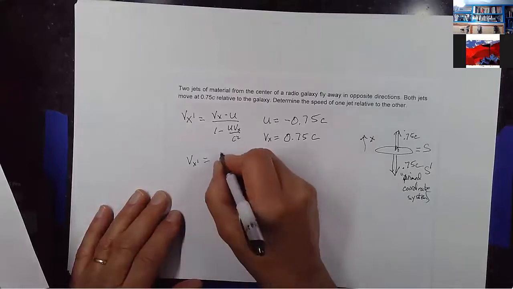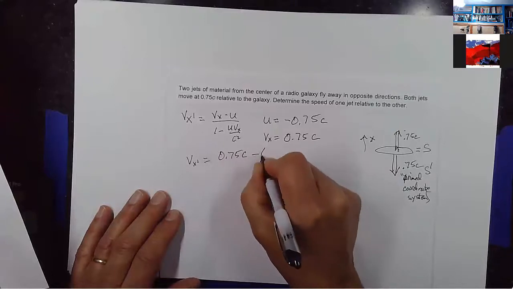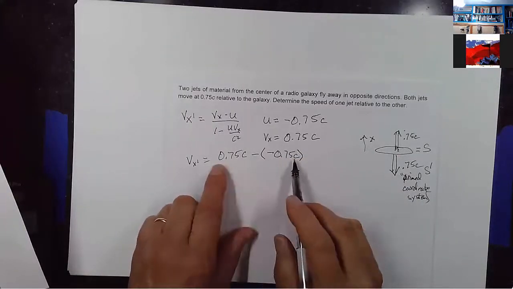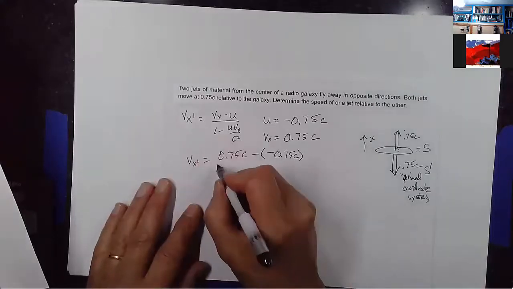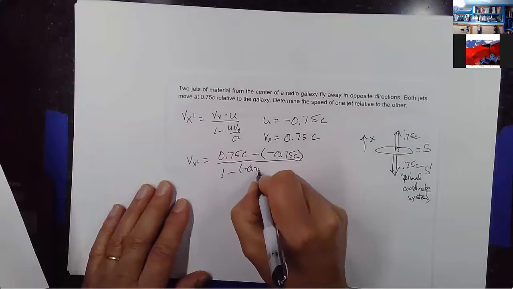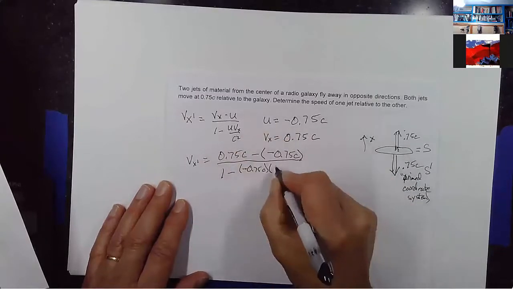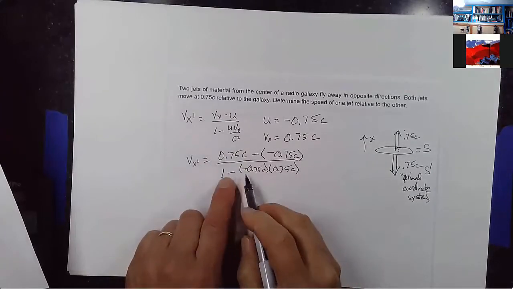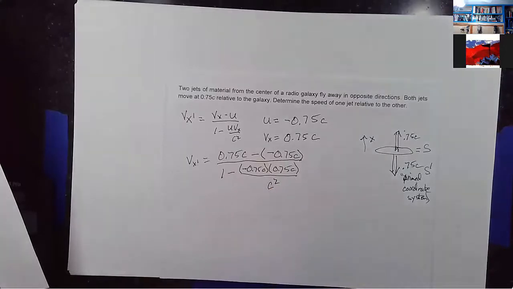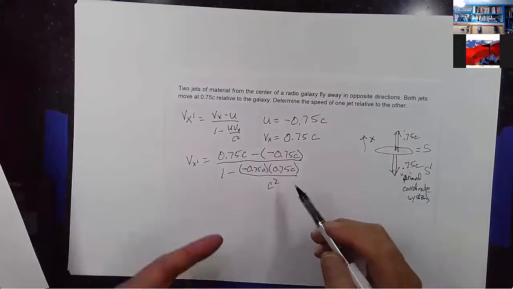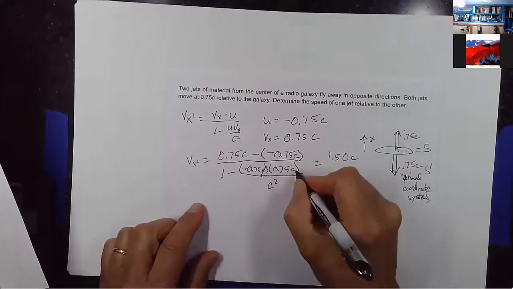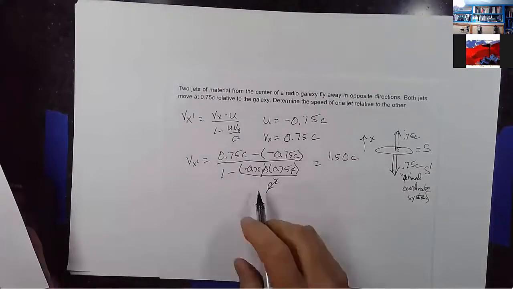So we'll have 0.75 C minus a negative 0.75 C. And sometimes this is the trickiest part, dealing with the minus signs that come out of this expression. And then 1 minus u is minus 0.75 C. V sub x is plus 0.75 C. And we've got a minus and a minus here and a minus there. So between the two of those, that's where stuff gets taken care of. Let's see, numerator ends up being 1.50 C. On the bottom, all the C's divide out, and I'll have 1 plus 0.75 squared.